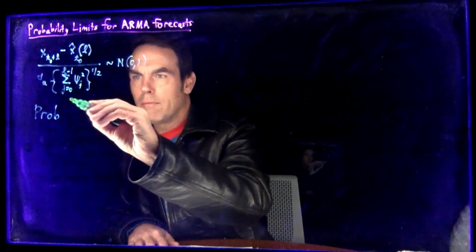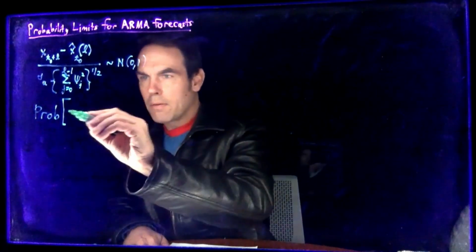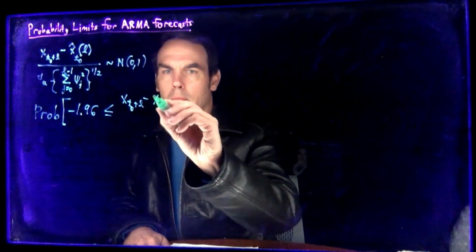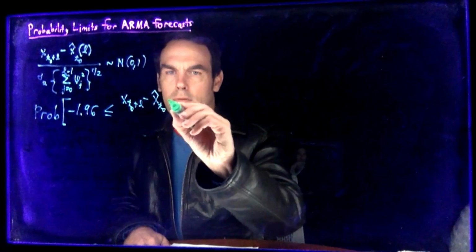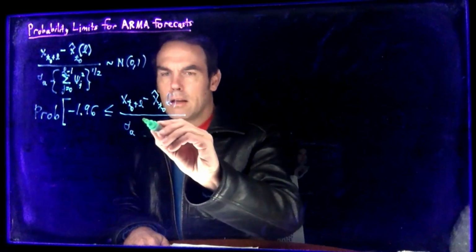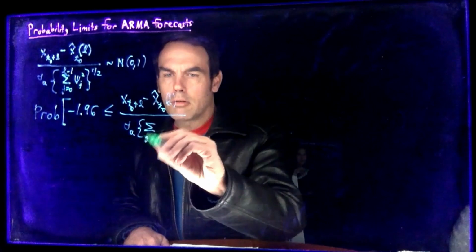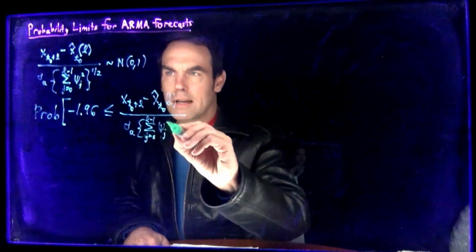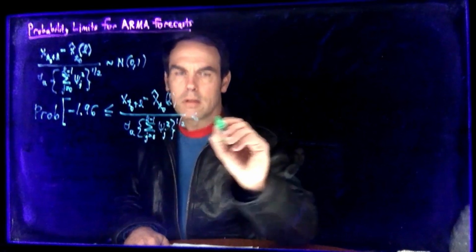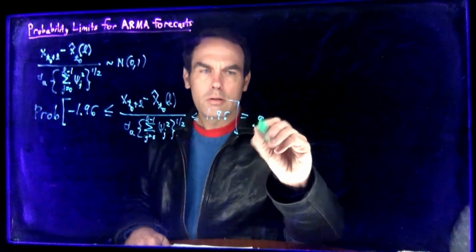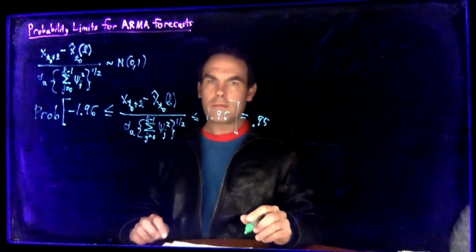the probability that this big term here, x of t naught plus L minus x hat of t naught of L, divided by sigma A times the square root of the sum from j equals 0 to L minus 1 of psi j squared raised to the 1/2, is less than 1.96 in absolute value, equals 0.95. And again, that's true because of the standard normal table.